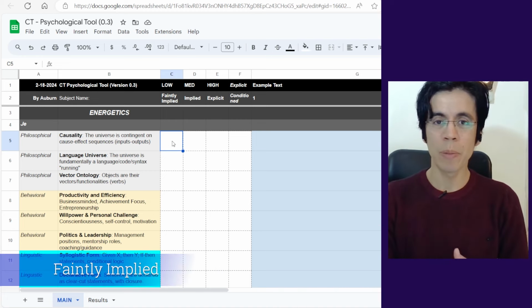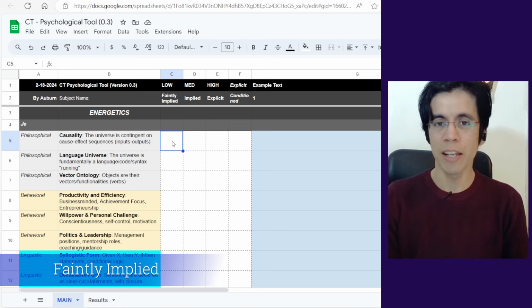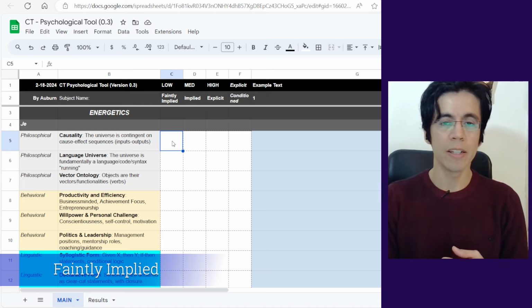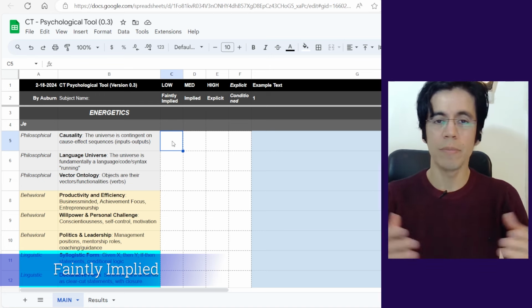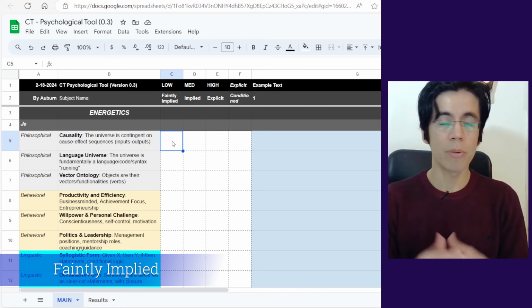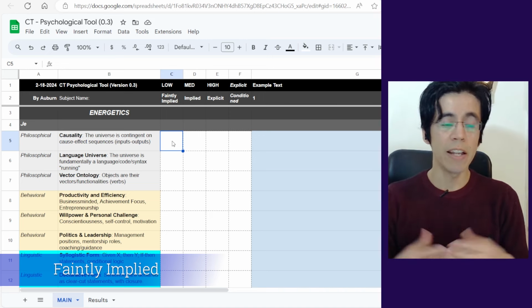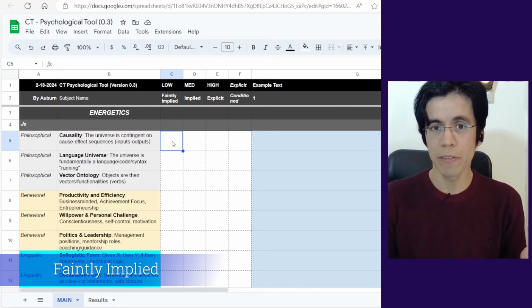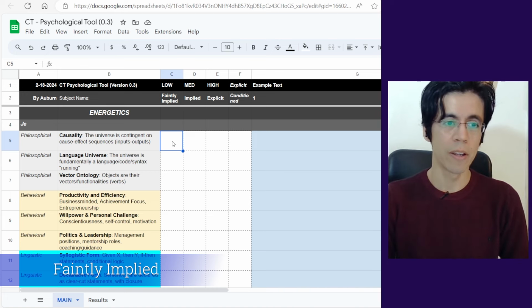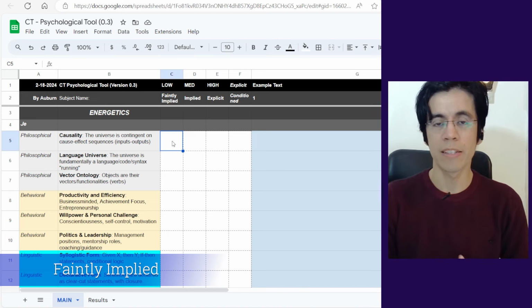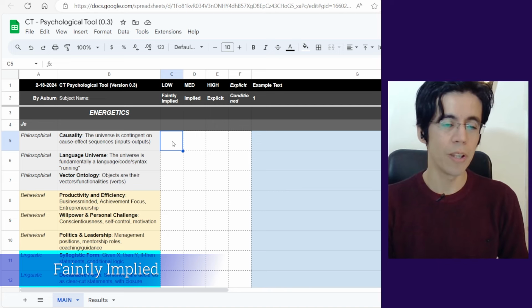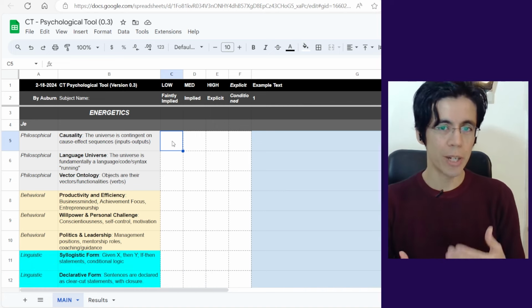And then at other times, people make statements that are causal in nature, like, for example, how to change a tire, how to run a business. These things require a causal understanding of the universe, or at least of the situation that you're in, but they don't go outright and state it. And so there you'd put faintly implied. So you see how this is working, right?